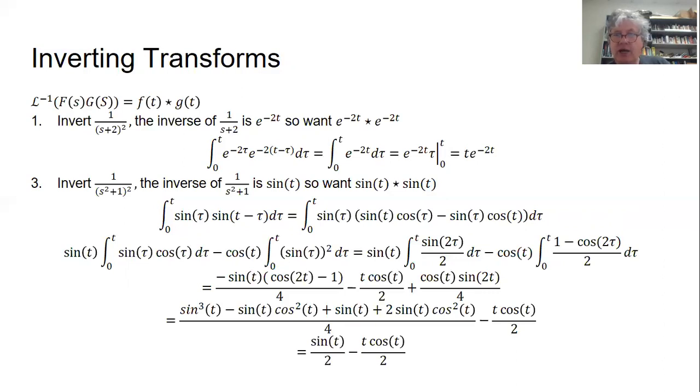We integrate the 1/2, we get 1/2 tau. We do that between t and 0, so we get 1/2 t. So we get minus t times cosine t divided by 2. And then we've got a minus, integrate the cosine. So the integral of that is sine of 2 tau divided by 2. And now we're evaluating between t and 0, so that becomes, we get a sine of 2t.